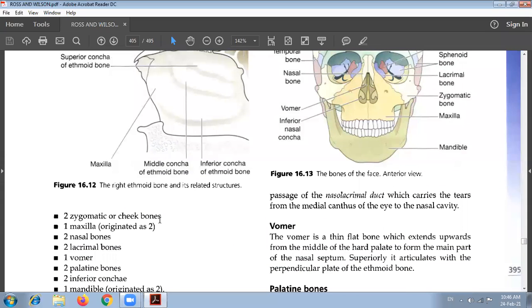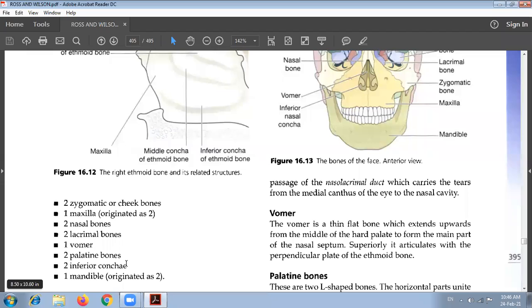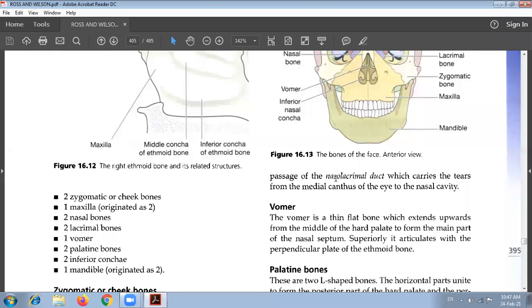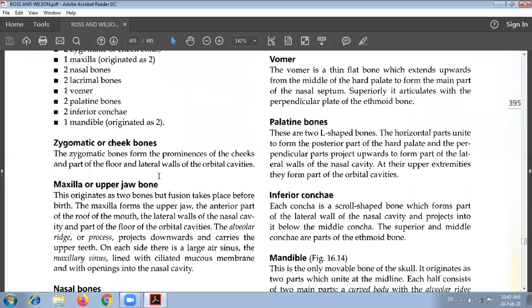Here you can see the two zygomatic or cheekbones. One maxilla, two nasal bones, two lacrimal bones, one vomer, two palatine bones, two inferior nasal conchae, the nose openings, then one mandible, as you can see in this diagram. The zygomatic bones form the prominences of the cheek and part of the floor and lateral walls of the orbital cavities. The maxilla, or the upper jaw bone, originates as two bones, but fusion takes place before birth.